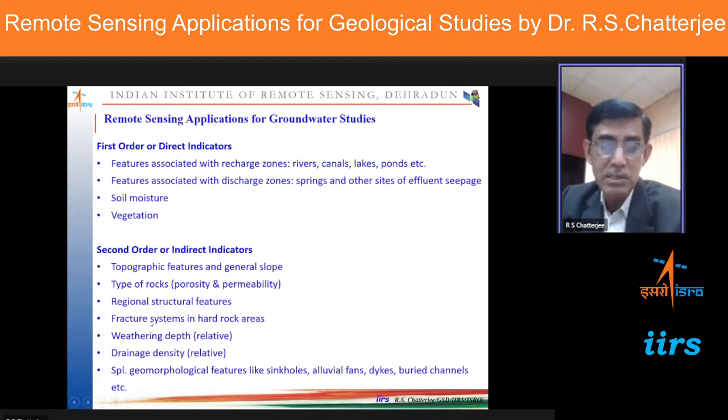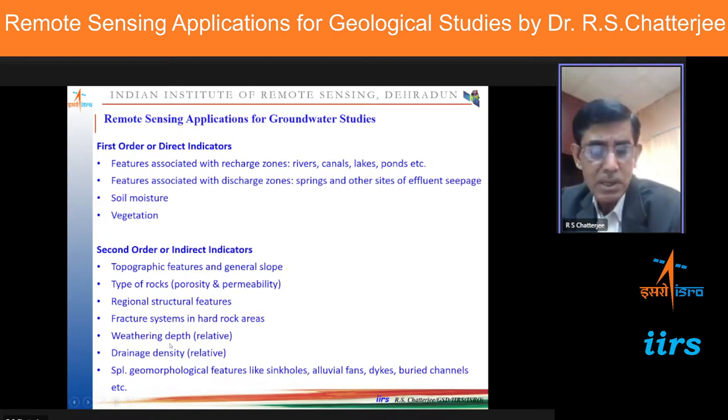So where the rocks are crystalline, the fractures are very, very important. They act as the avenues for groundwater flow. So at the intersection of two fractures, if you drill a well, you'll get some water. And if there is a long fracture, then water can come along this fracture and you can pump water. But water availability may not be huge, limited water.